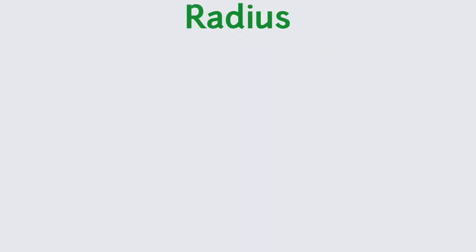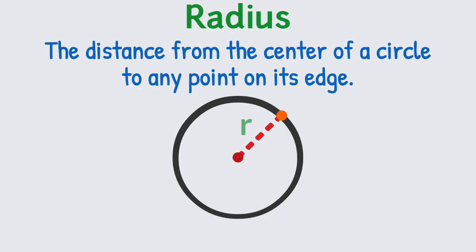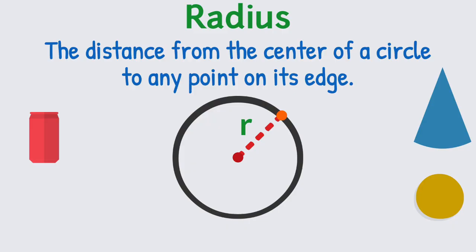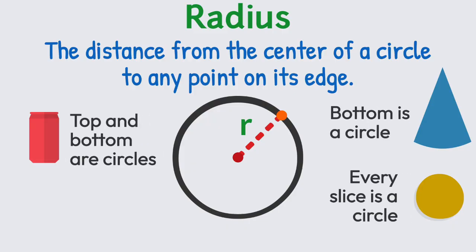Radius: the distance from the center of a circle to any point on its edge. The radius is used in the formulas for the volume of cylinders, cones, and spheres. Knowing the radius of a circular base is the essential first measurement for finding the volume of a cylinder, cone, or sphere.